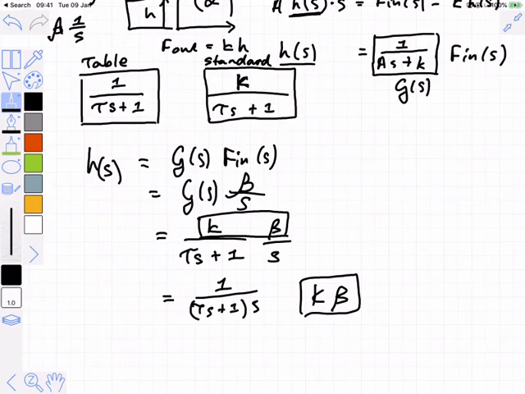Now I have to go and look at the table and find out what the inverse of that transform is. I will find that the inverse of this thing is 1 minus e to the minus t over tau. So that's the inverse that I will find if I look in the table. And you, like me, will learn this inverse because it's like the stock of first order systems. I expect you to be able to write down that inverse directly. So this is h of t.